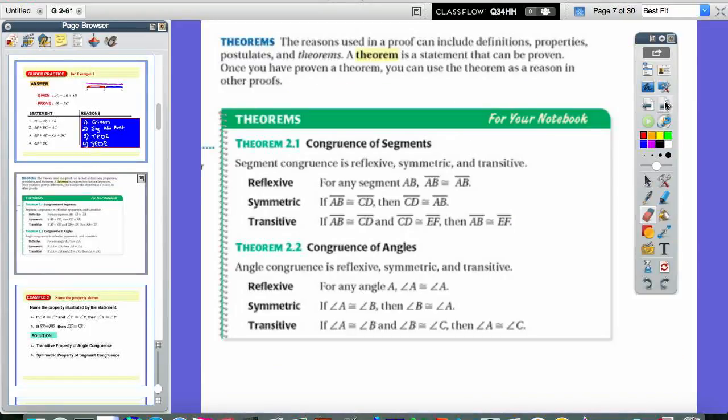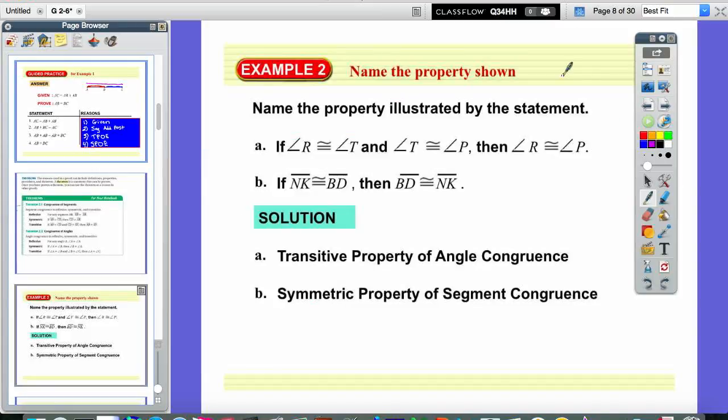In this lesson, the book also talks about some theorems. I already talked about these in class the other day when we talked about reflexive, symmetric, and transitive properties of equality. I said you could also have reflexive, symmetric, and transitive properties of congruence. So that's actually what you would use. We're going to go through some examples. I'm also going to make quizzes for us to do, and that should help a little bit. So let's look at some examples.